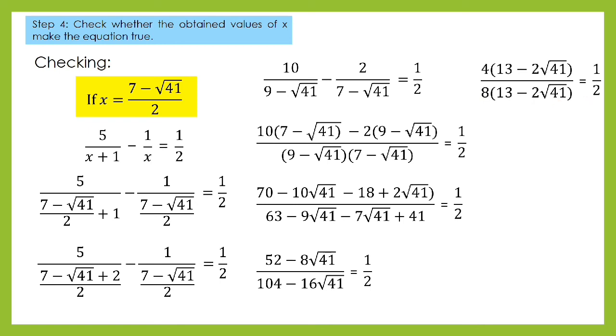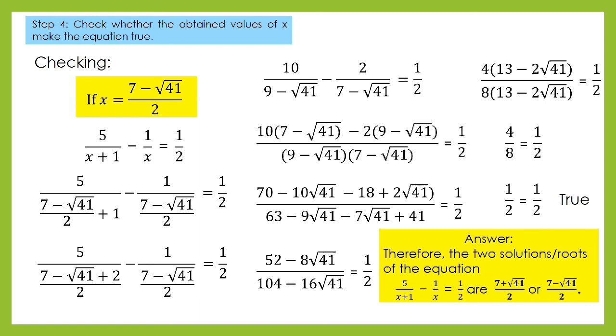Meron na naman tayong nakikitang parehas. 13 minus 2 square root of 41 divided by 13 minus 2 square root of 41 is 1. Kaya ang maiiwan na lang ay si 4 over 8 equals 1/2. Simplify. 4 over 8, that is equal to 1/2 equals 1/2. They are equal. That is true.